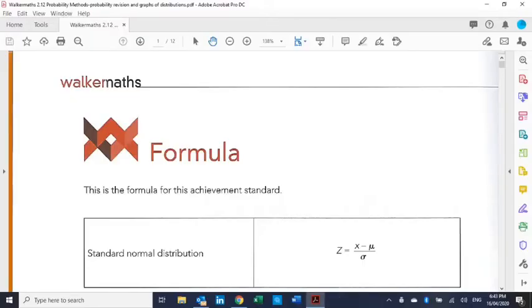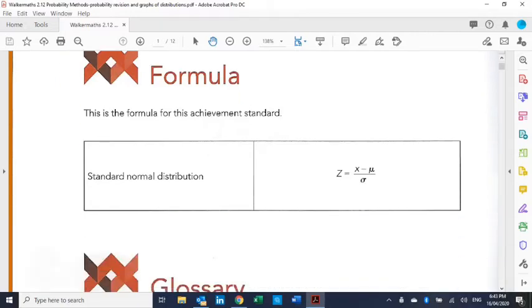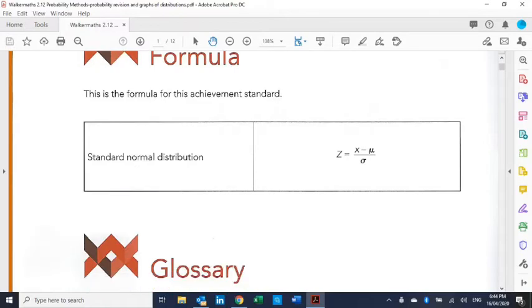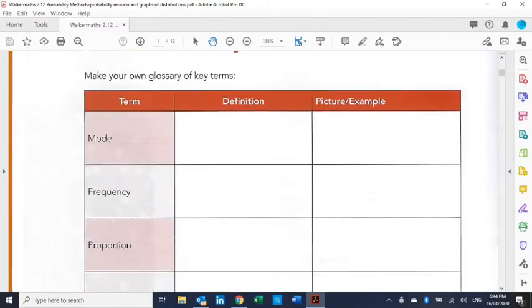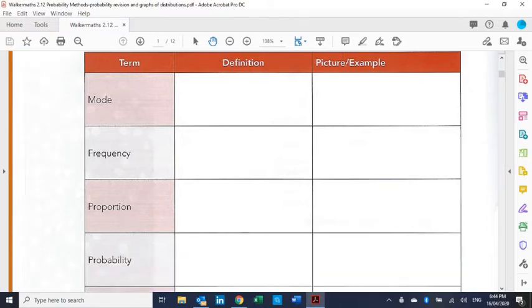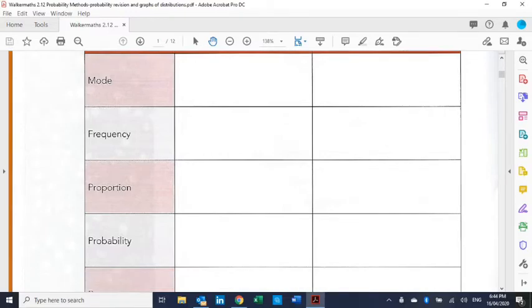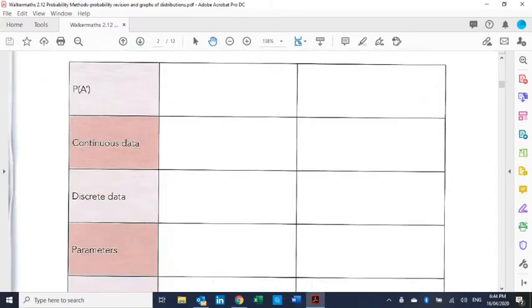The first sections of this book give you a few formulas you're going to need to know. The standard normal distribution, in other words, the z-score, z equals x minus mu over sigma, the standard deviation. We'll talk a lot more about that, so if you don't know what those symbols mean, don't worry about it yet. There's also a glossary and some words that you need to find the definition of, and as we go through, we'll define these words, and you might also put some examples of some of those there.